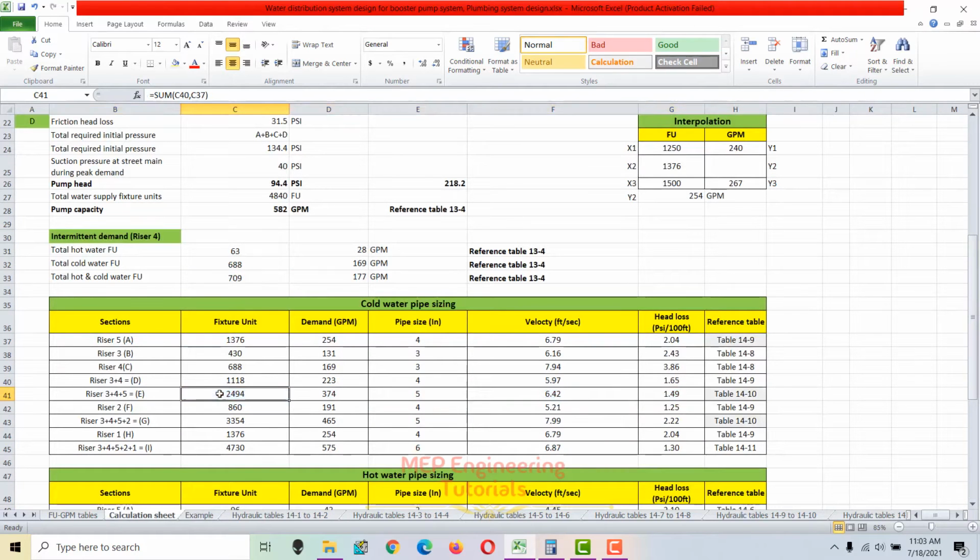So you can see here, I just sum this up to get the value, 3 plus 4 is represented by D, and we get the total fixture unit value of 2494. Now we need to convert this into demand GPM. So how will we do this? I will use the interpolation table again.